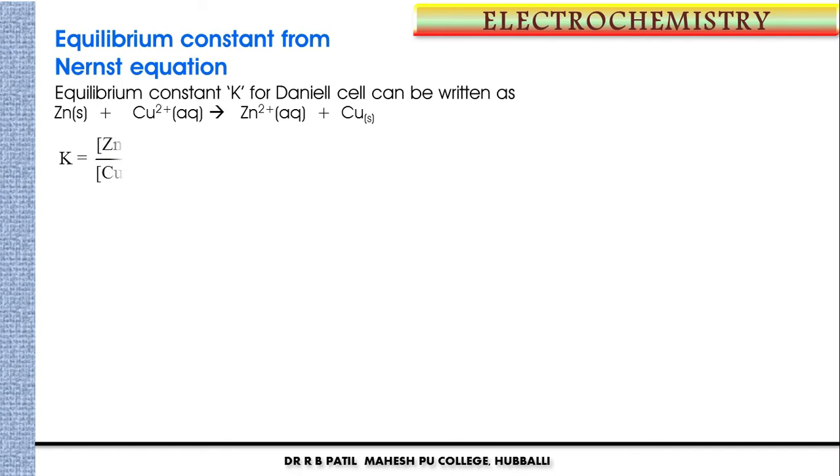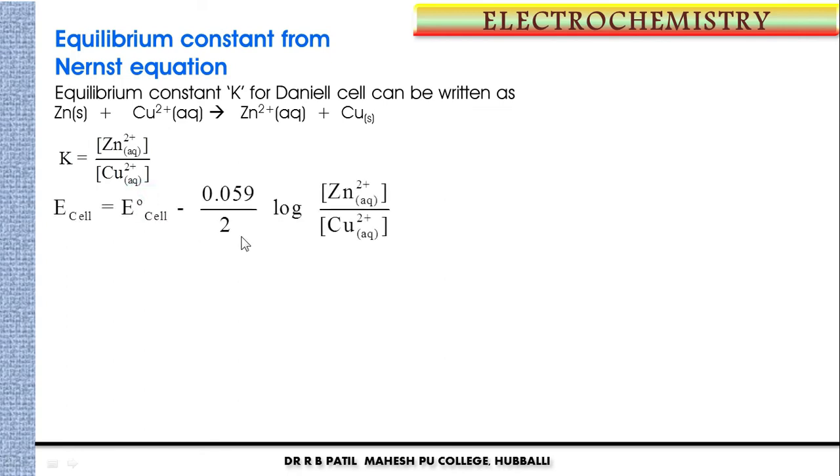For Daniell cell, already we know equilibrium constant. If anybody asks me to write, then I write. It is the molar concentration of products. Solid I am not going to consider, hence Zn2 plus divided by molar concentration of reactant ions. Once again, solid I am not going to consider, only Cu2 plus. Right. What is E cell?